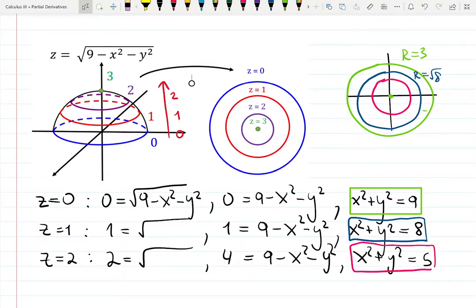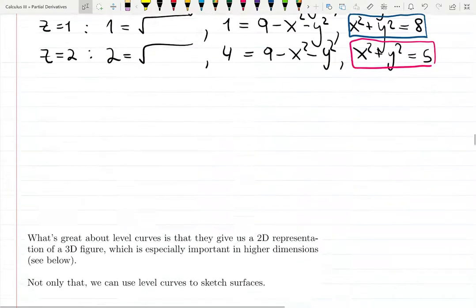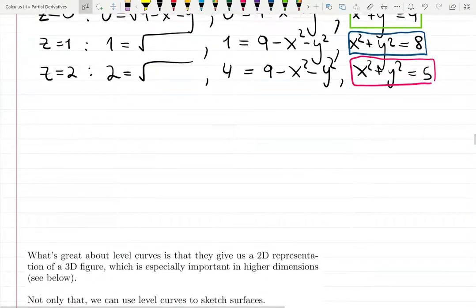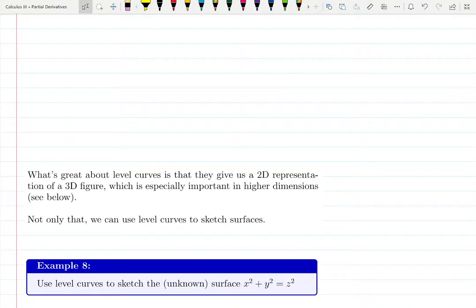And so on. So the level curves are 0, 1, 2, 3. Those are heights, right? And they all center on 0. And then the radii are 3, square root of 8, and square root of 5, respectively. Let's see. Do you have questions about this?